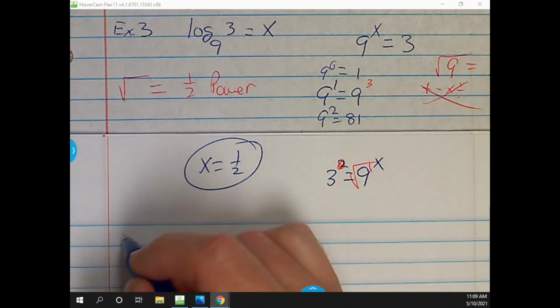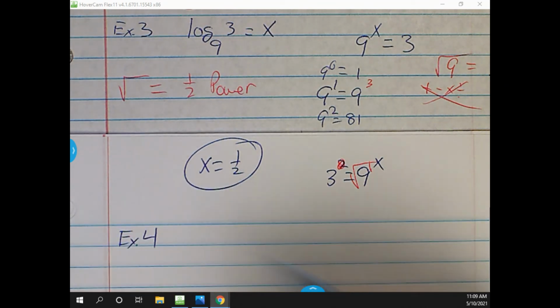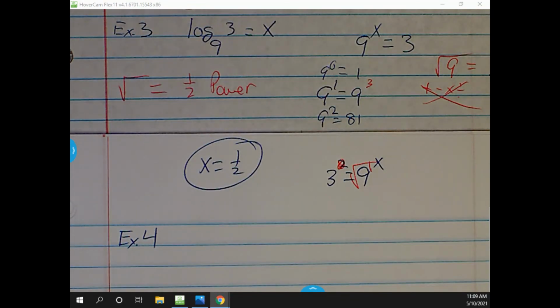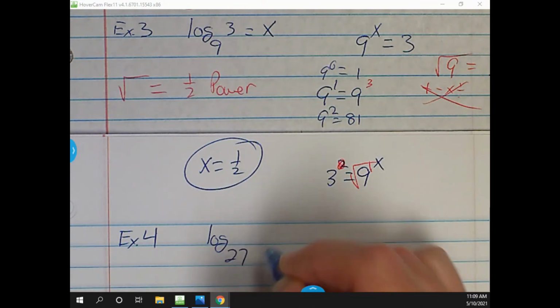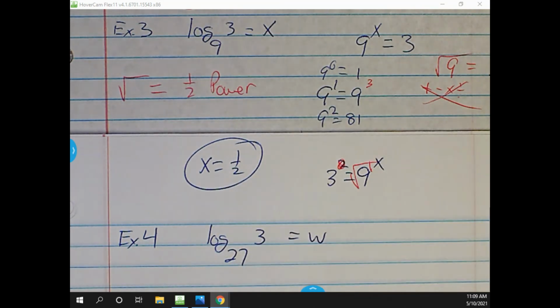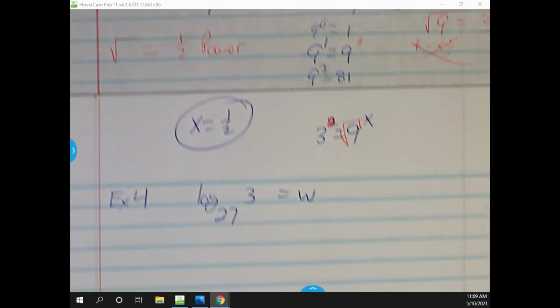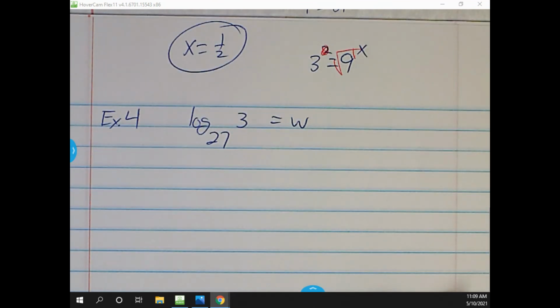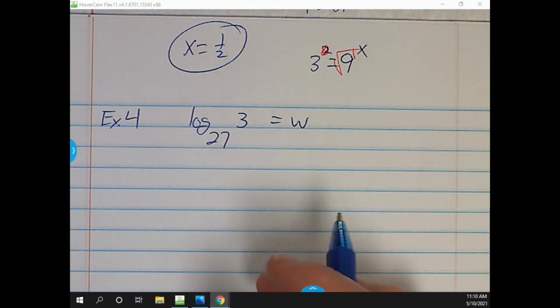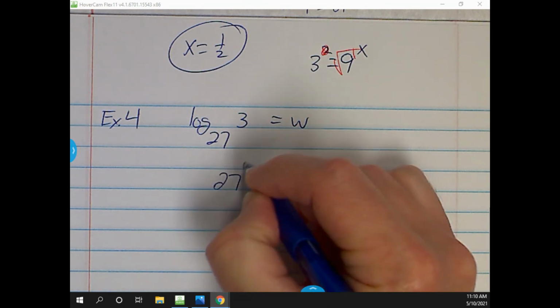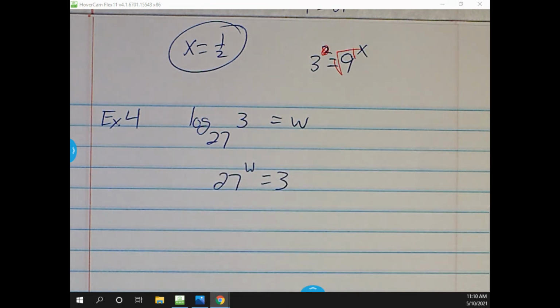If we want to stick to the same kind of problem, let's say we had to do log of 3 base 27. Okay, if we rewrite it, we've got 27 to the w power would equal 3. And again, the number is getting smaller.